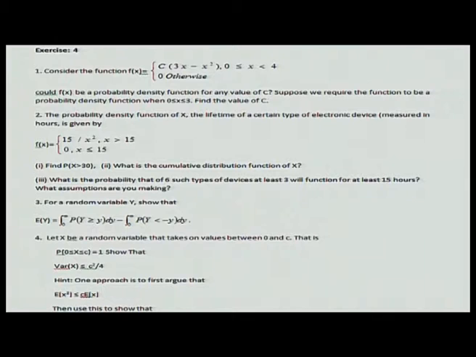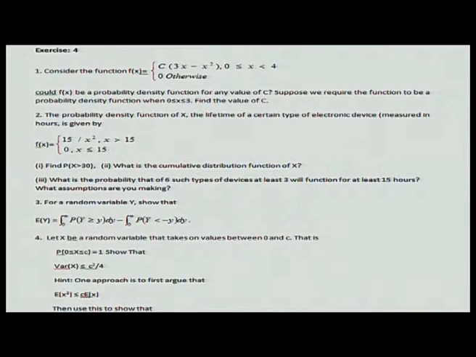Question 2. The probability density function of x, the lifetime of a certain type of electronic device measured in hours, is given by f(x) equal to 15 by x square for x greater than or equal to 15, and 0 when x is less than or equal to 15. So, that means the device is guaranteed to run for more than 15 hours. Now, find the probability x greater than 30. Again, you can do it by finding out the CDF or integrating this function from 30 to infinity, right, because this says 15 by x square for x greater than or equal to 15.